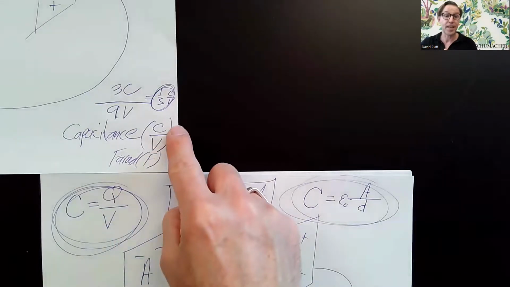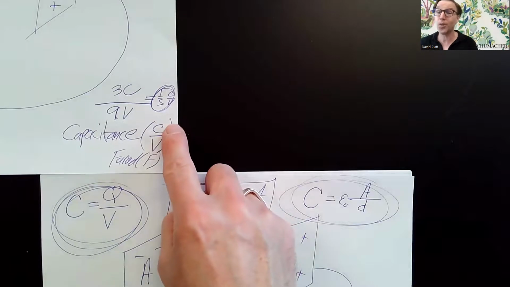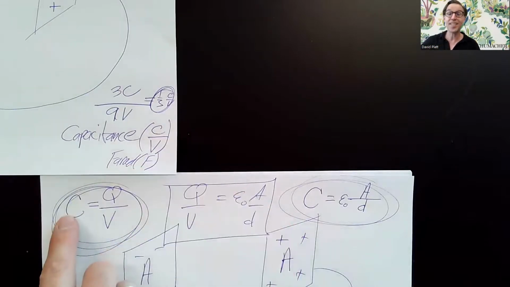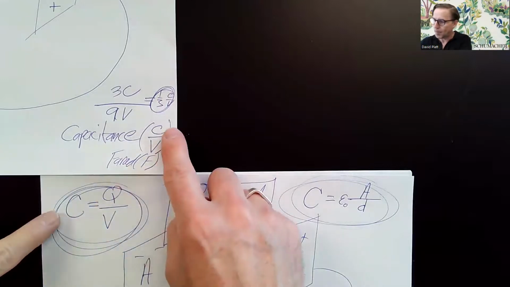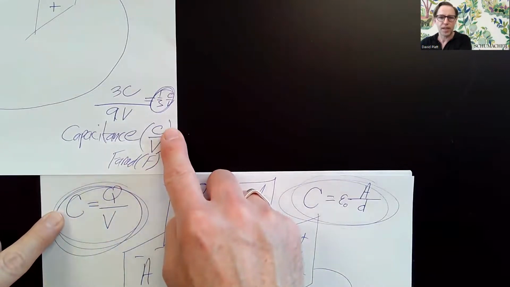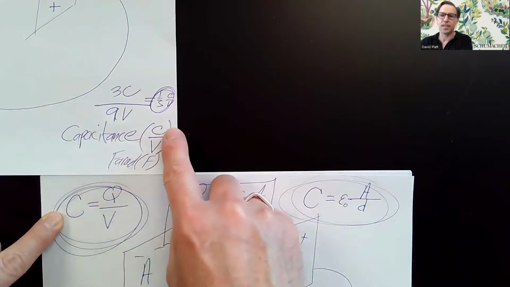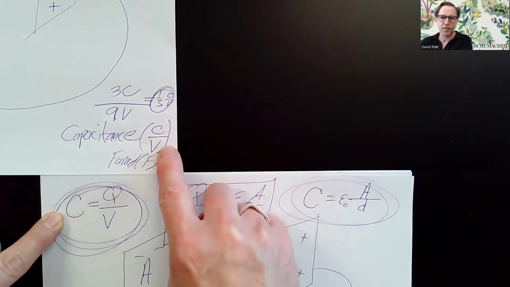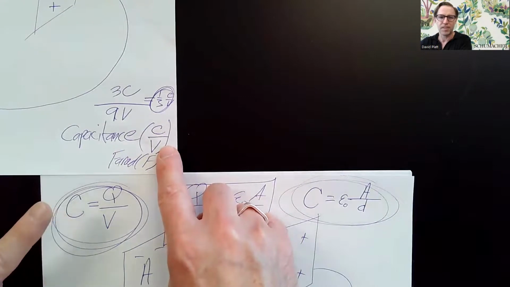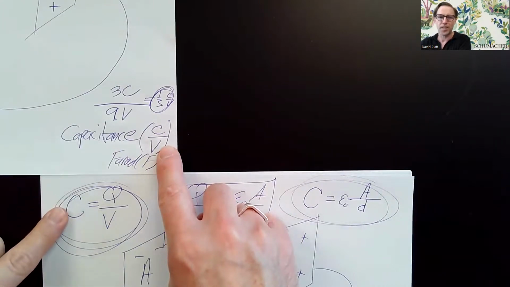This C is the unit coulombs. This C is the quantity capacitance. Oh my goodness. So I use capital C to mean two different things. This C does not mean capacitance. This C is the unit coulombs. This V is the unit volts. This C is the quantity capacitance.